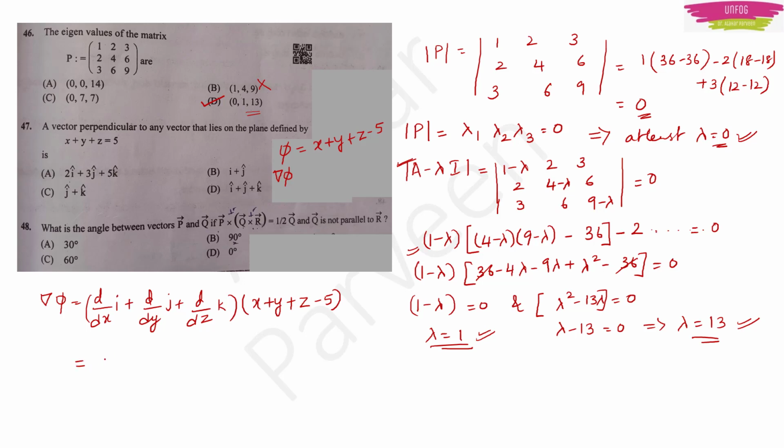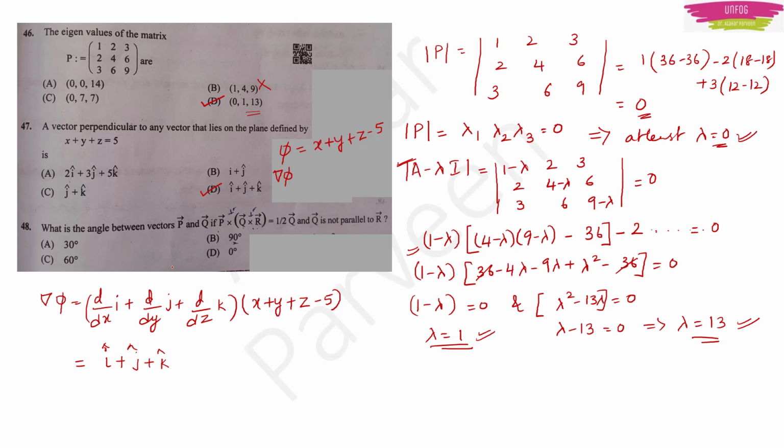This will be equal to d by dx of x, which is 1, so here only i is remaining. Same way here it will be j, and d by dz of z will be 1, so it will be k. So i plus j plus k is the vector which is perpendicular to x plus y plus z is equal to phi. Option D is the right answer.